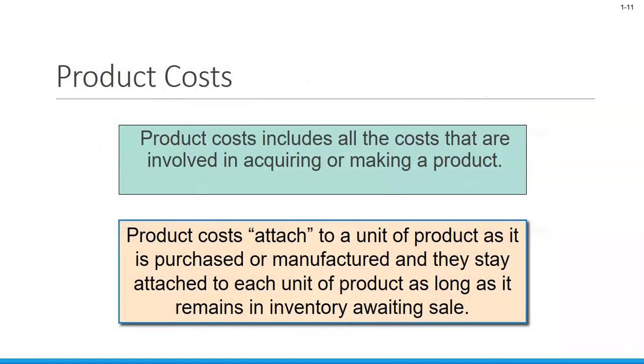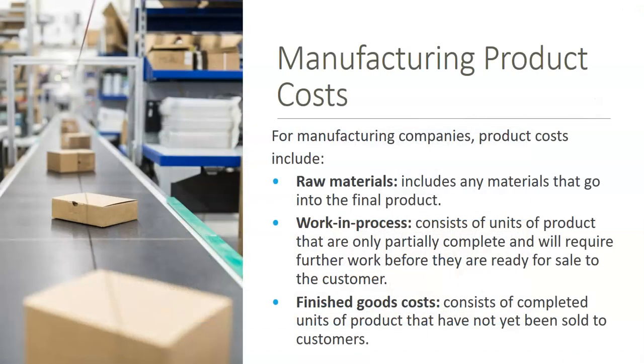Product costs are all those costs that are involved in acquiring or making a product. A lot of the calculations that we'll be doing this semester will be looking at product costs. Manufacturing product costs get separated into three different categories. Raw materials. Raw materials are any materials, direct or indirect, that end up in our final product.